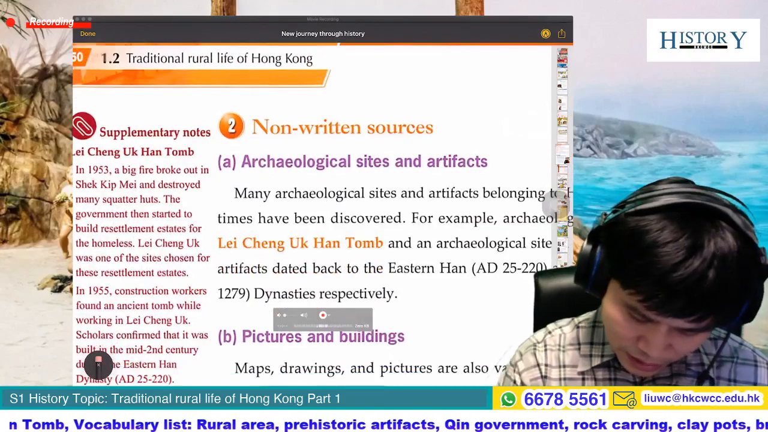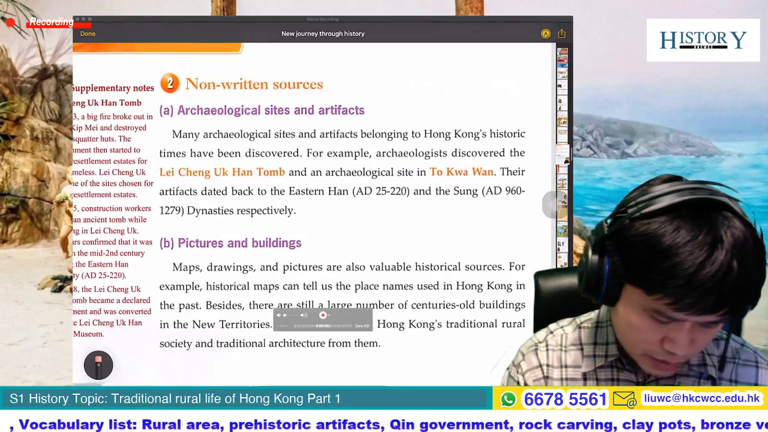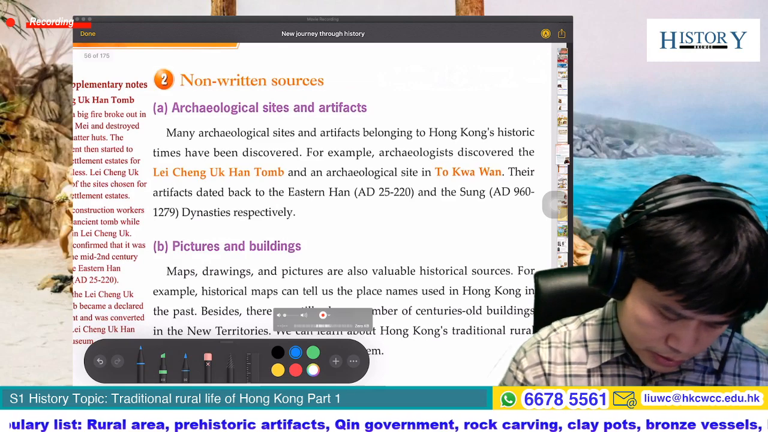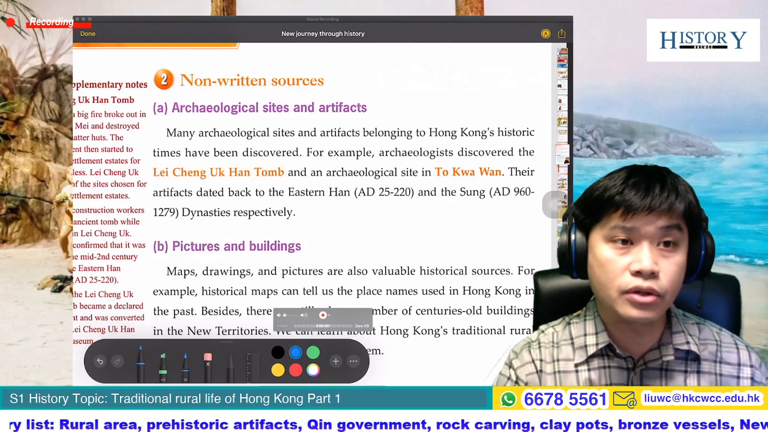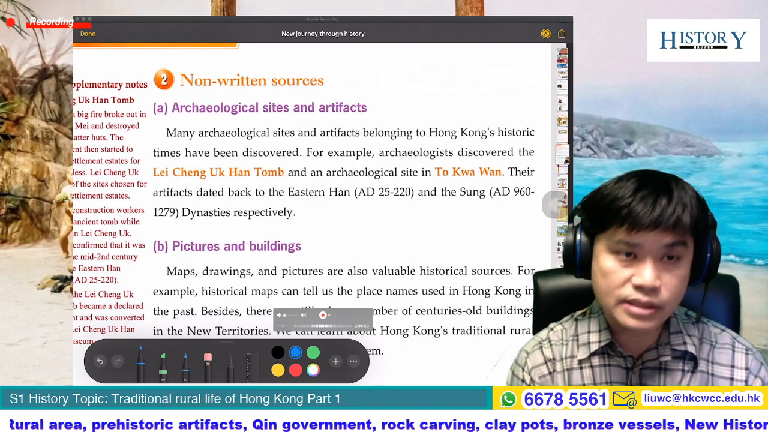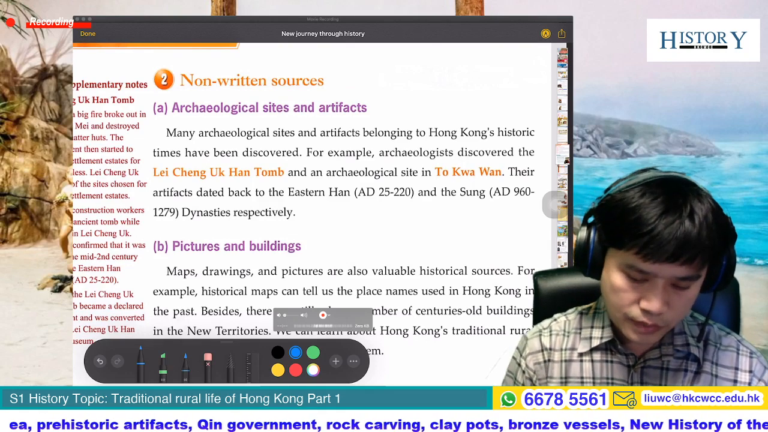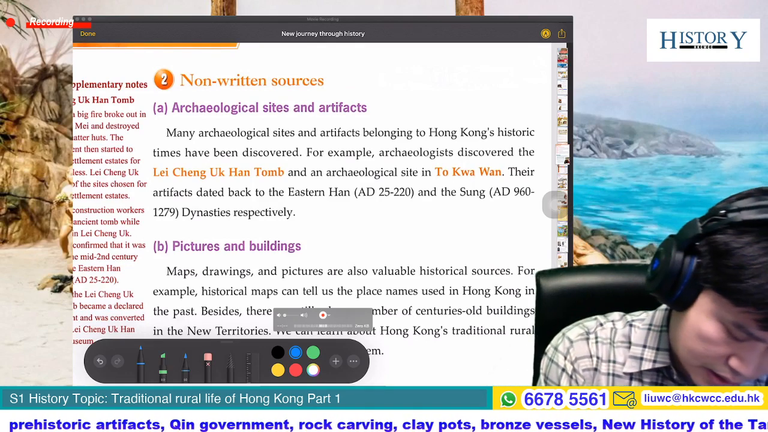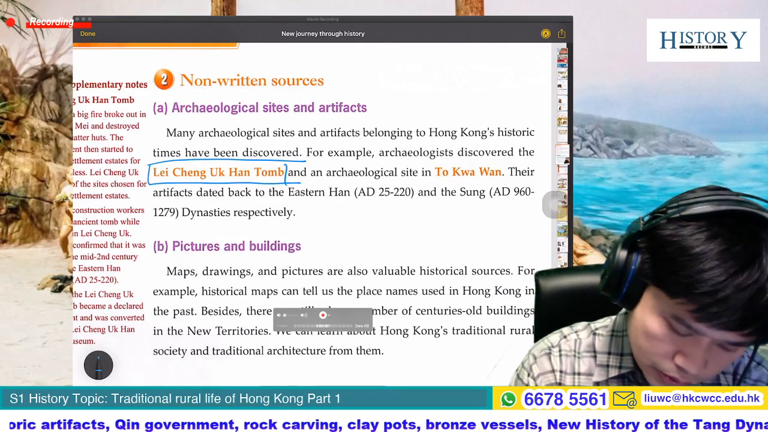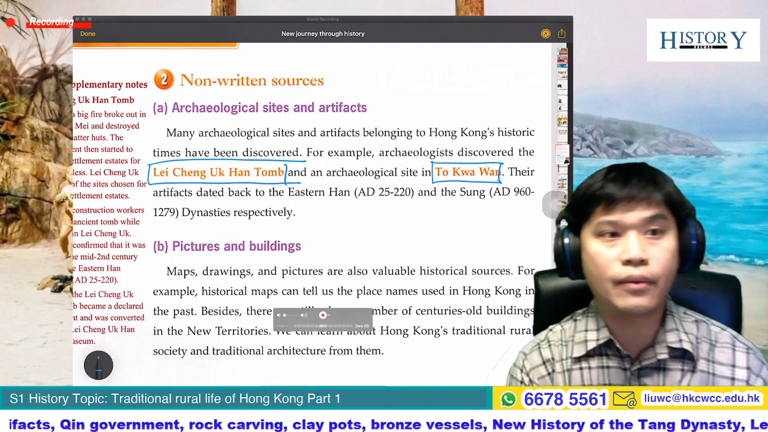Okay, then we can go a little bit fast, because I would like to do some exercise with you today. After the written sources, we may talk about the non-written sources. For the non-written sources, there are lots of archaeological sites and also artifacts to show the historic time in Hong Kong, such as Lei Cheng Uk Han Tomb, and also some archaeological sites in Tau Kwa Wan and Sha Po Kong.